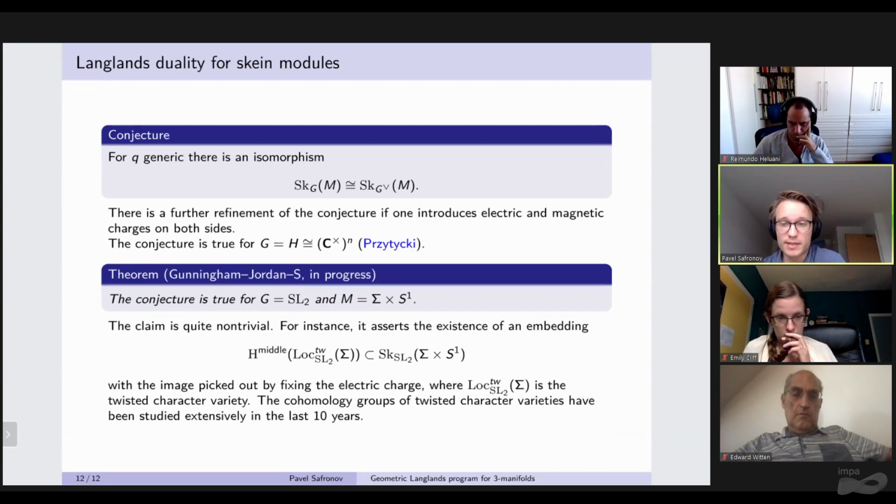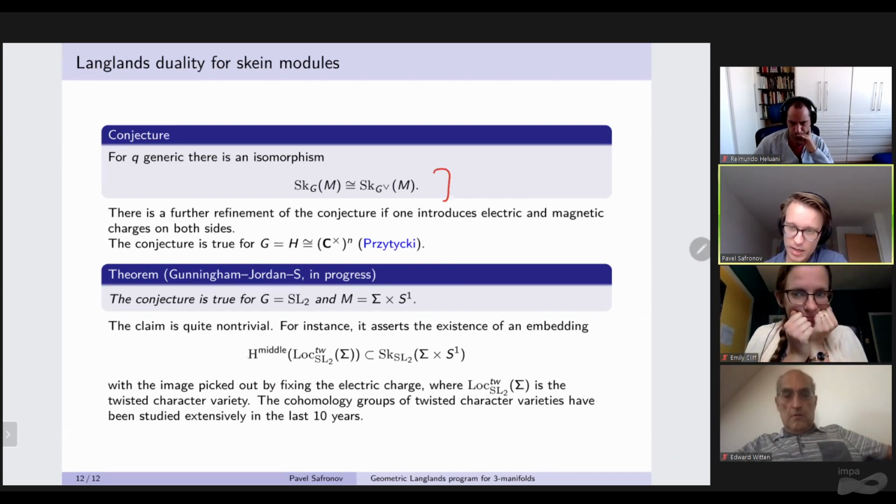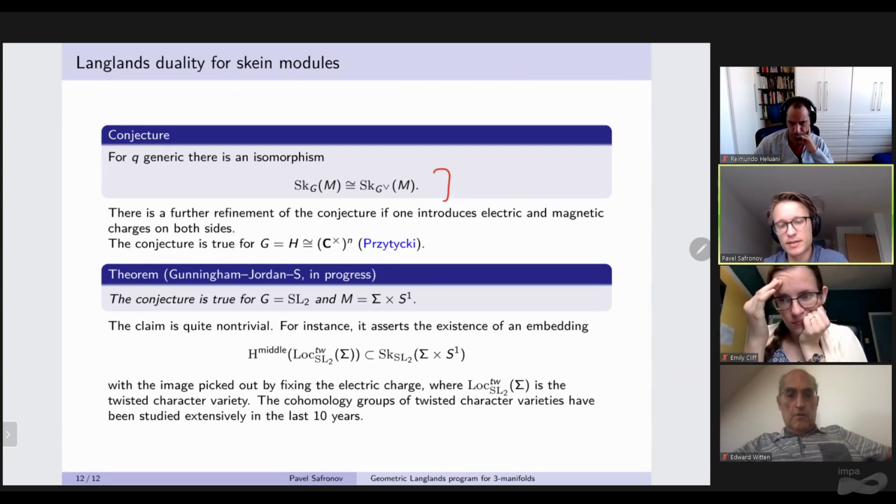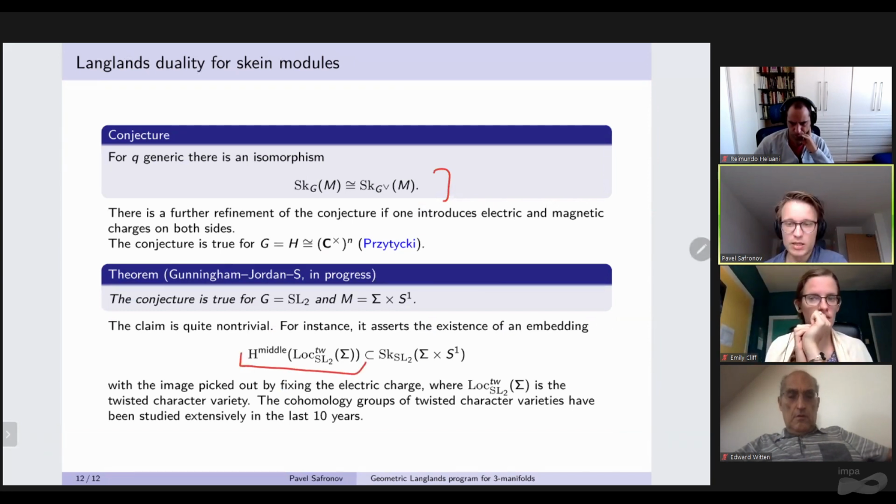A more interesting statement is that this is actually true for SL2 and the 3-manifold being surface cross S1. While this statement maybe looks obvious, it does contain some natural information. For instance, it implies that the cohomology of the character varieties can be computed in terms of the Skein module. As an example, there's an embedding of the middle dimensional cohomology of the twisted character variety for SL2 into the Skein module for sigma cross S1. Okay, and I will stop here. Yeah, thanks.